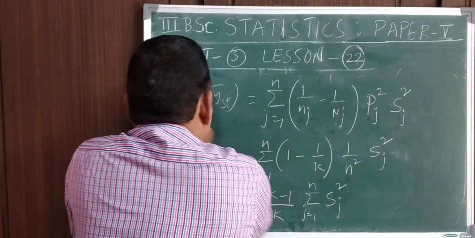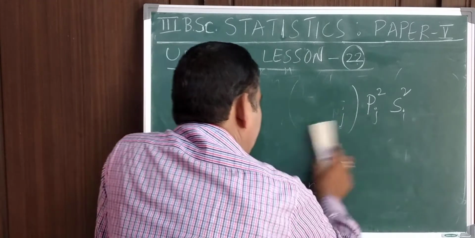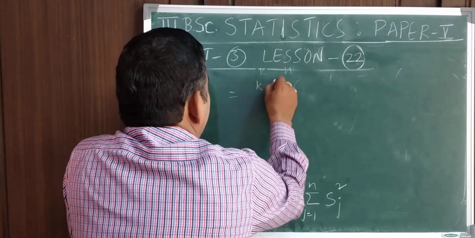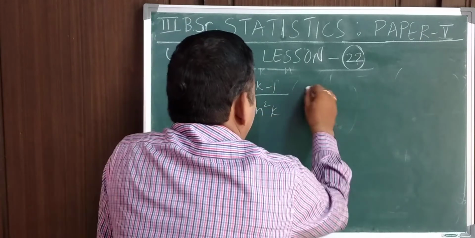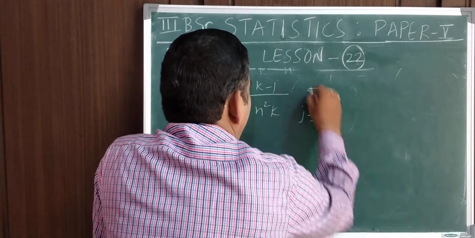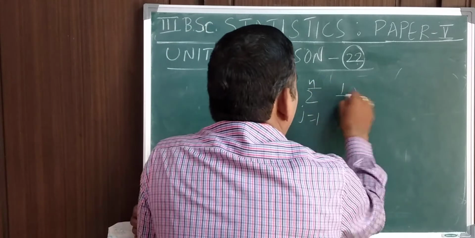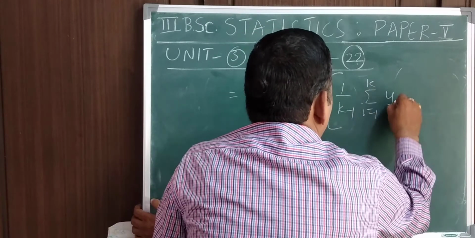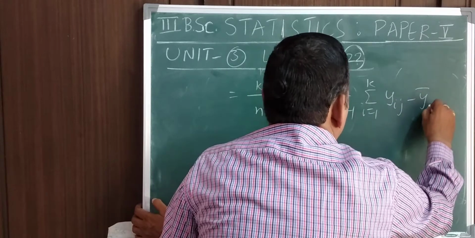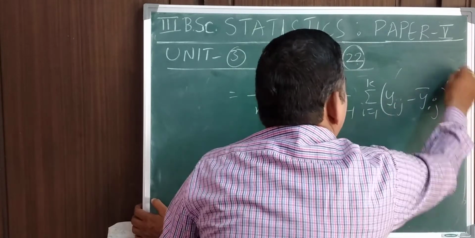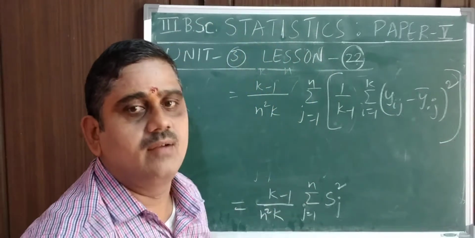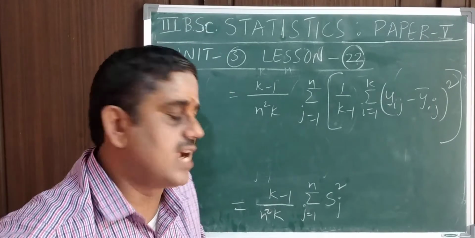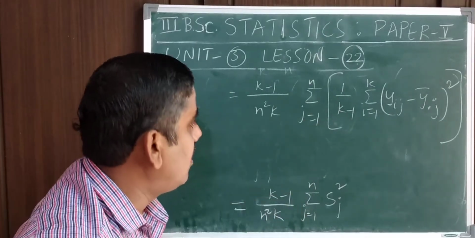I write the formula. It is 1 by k minus 1 multiplied by k minus 1 divided by n square k, and summation j is equal to 1 to n. The Sj square formula is 1 by k minus 1 summation i is equal to 1 to k, yij minus y bar dot j, the whole square. This is the formula of Sj square, the mean square of the jth stratum, the population mean square of the jth stratum. That is what I have considered.